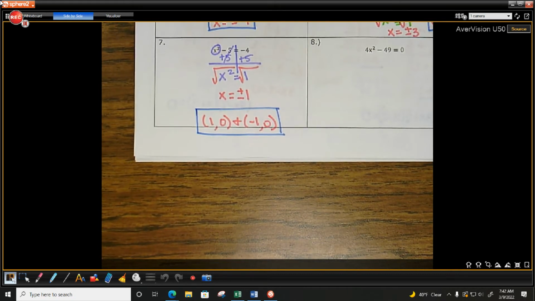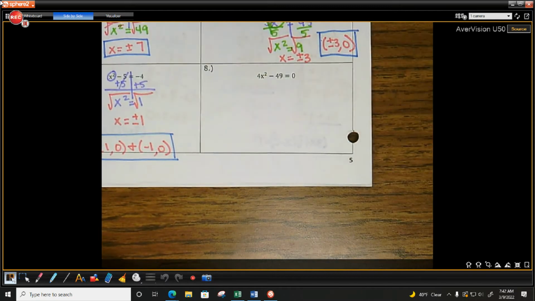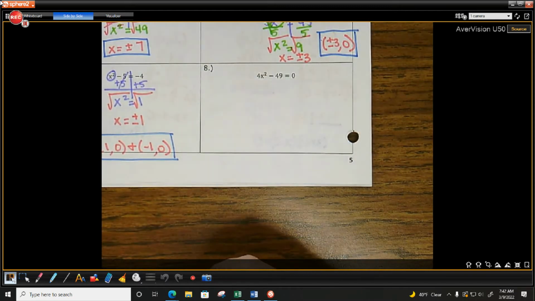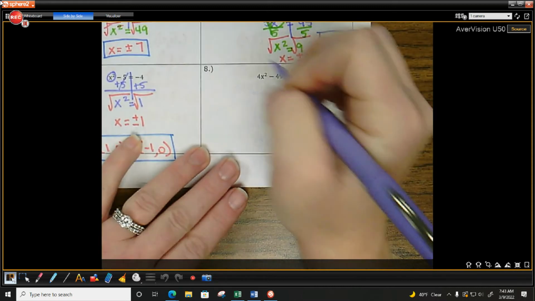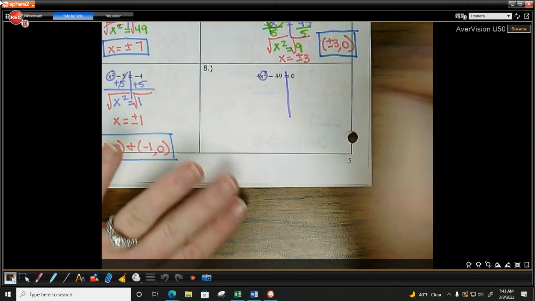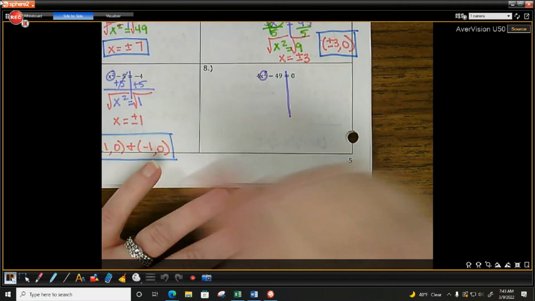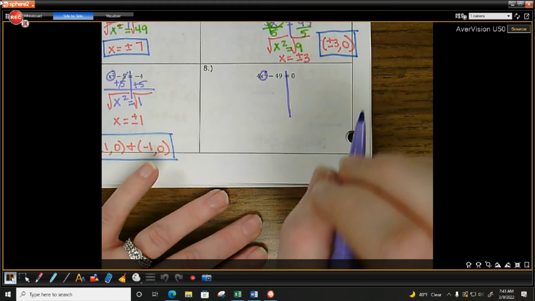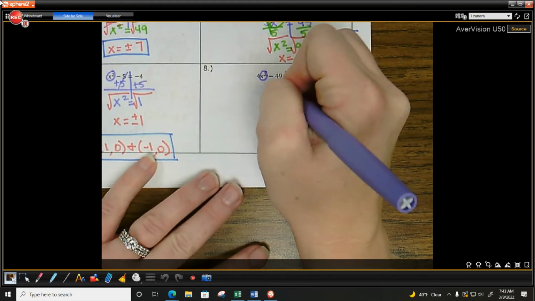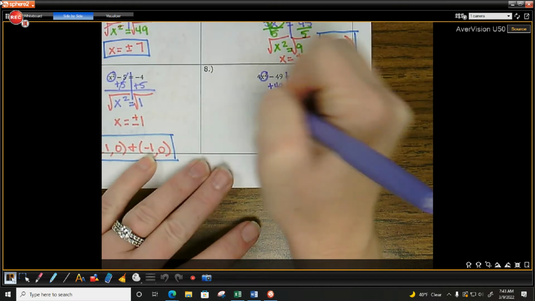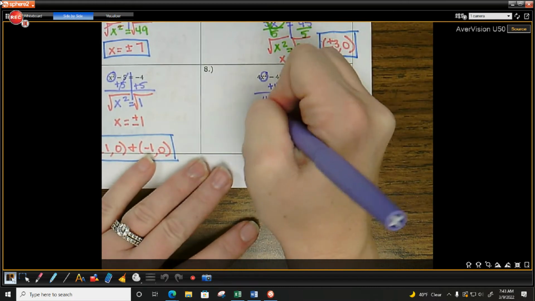Okay, this last one's a little bit different. Same process, but the answer is going to look a little bit different. Okay? Do I have a bx term? Draw your line through the equals, circle x squared. I want x squared by itself. What are we going to do first to get x squared by itself? Add 49 on both sides. Good job. So then I get 4x squared equals 49.